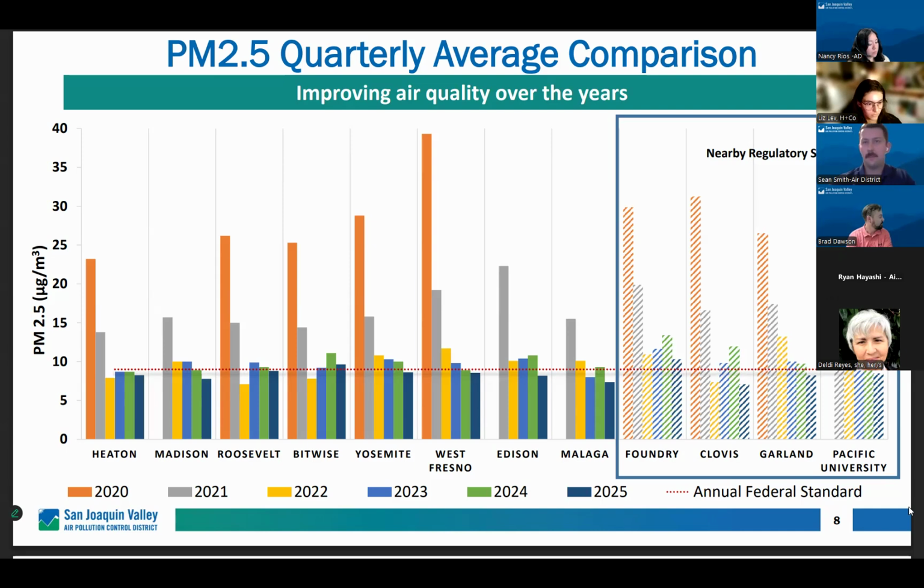So on this particular graph here, we have the PM 2.5 quarterly average comparison. What this graph is basically saying is it's comparing the last 6 years for respective quarters. So this Q3 data being compared to other years' Q3 data. So you'll see on the left side, there's the concentration. And then on the horizontal axis, there's the various sites. So we have Heaton, Madison, Roosevelt, for example. And then it's compared to nearby regulatory monitors, for example, Foundry and Clovis, which are in the hashed markings here.